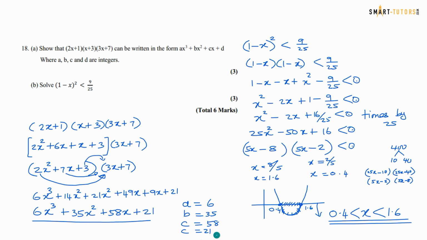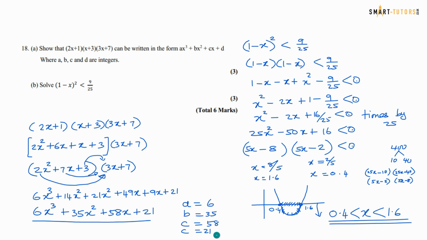Question number 18 has triple brackets. Show that the triple brackets equal ax cubed plus bx squared plus cx plus d. All you want to do is expand two of the brackets, get an answer, then multiply it by the third one. So you will end up with 6x cubed plus 35x squared plus 58x plus 21. So that is the answer. You need to write a equals 6, b equals 35, c equals 58, d equals 21.